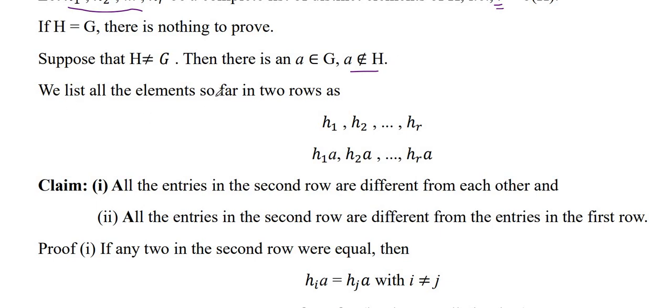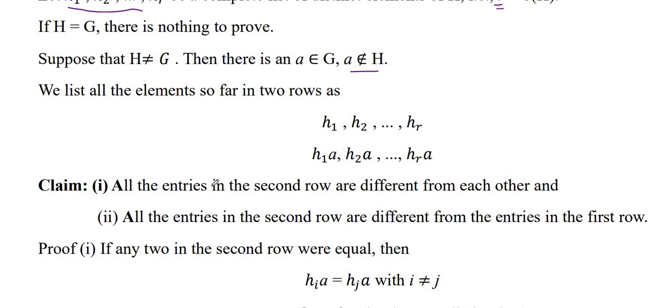So we list all the elements so far in 2 rows. So what are the rows? H is a subgroup, but A is not in H. If A is in H, then this will be again a member of H only. Then there is no need to list out and there is no need to consider these 2 rows. So A is not in H, that is why we are able to make 2 lists here.